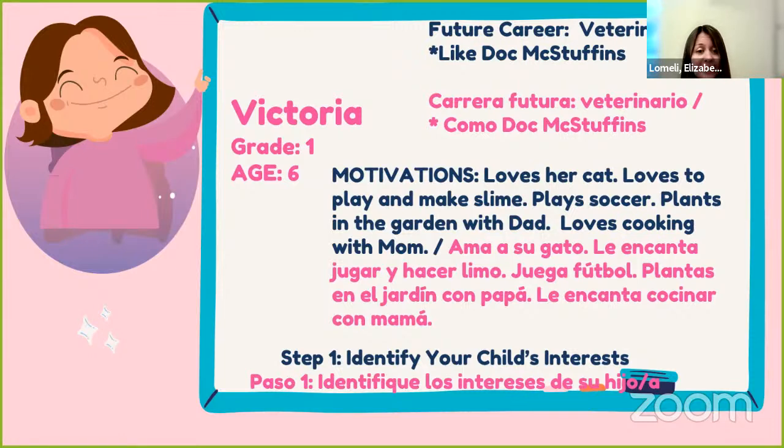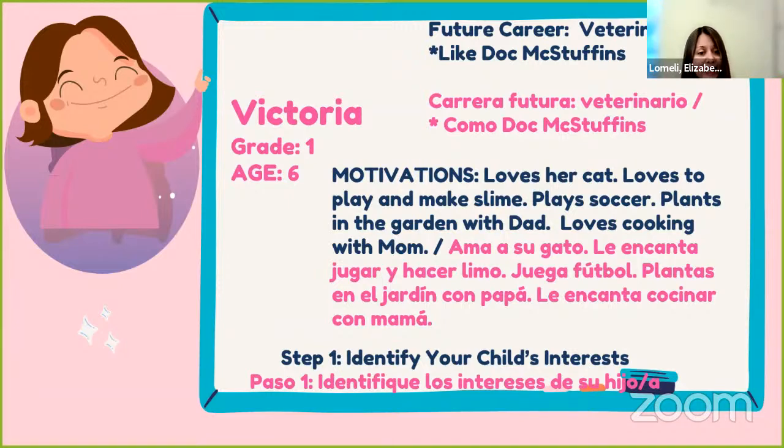Okay, so basically, in the next three slides, you're going to hear about Victoria. It's the same child at different ages and different grades. So this is a profile of one of our colleagues' daughter, Victoria. So at grade 1, at age 6, she's interested in her cat. She loves her cat. She loves to play and make slime. She loves to play soccer. She loves to be in the garden with dad, loves cooking with mom.